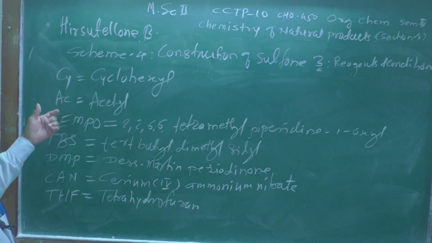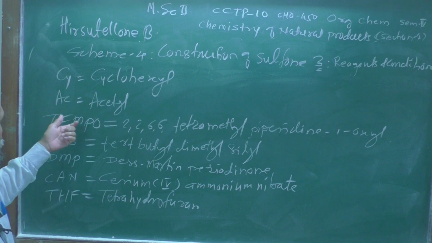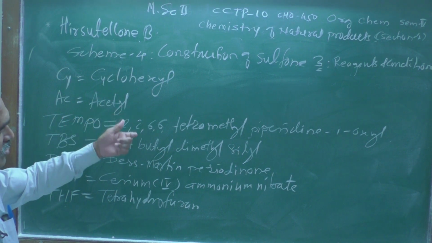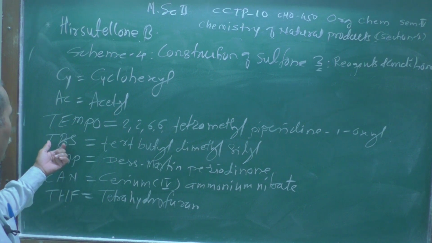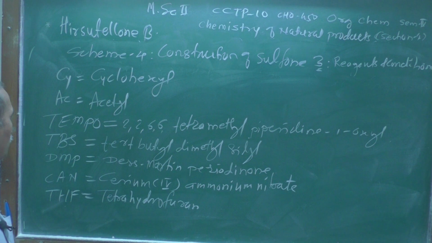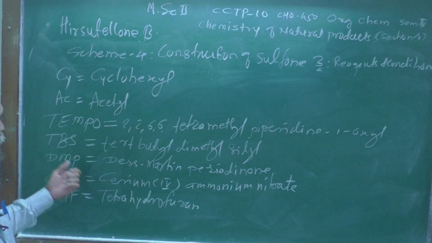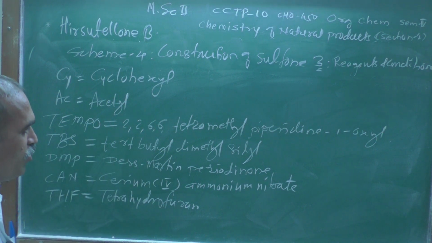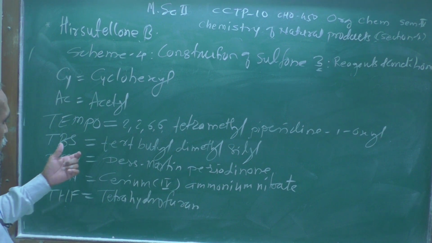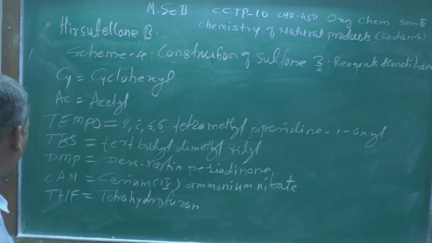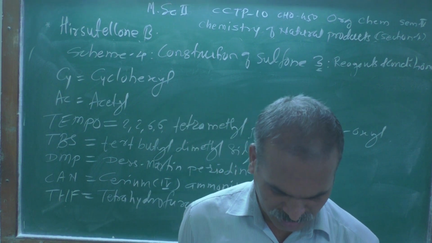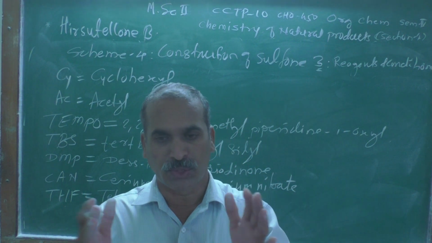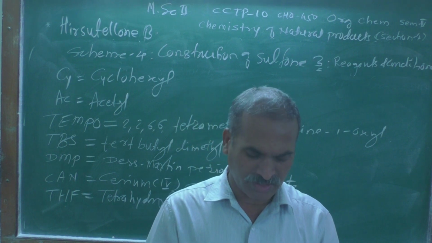Cy means cyclohexyl, Ac means acetyl, TEMPO means 2,2,6,6-tetramethylpiperidine 1-oxyl, TBS means tertiary butyl dimethylsilyl, DMP is Des-Martin periodinone, CAN means cerium 4 ammonium nitrate, and THF is tetrahydrofuran. So these are the solvents and reagents generally they have used during this synthesis.